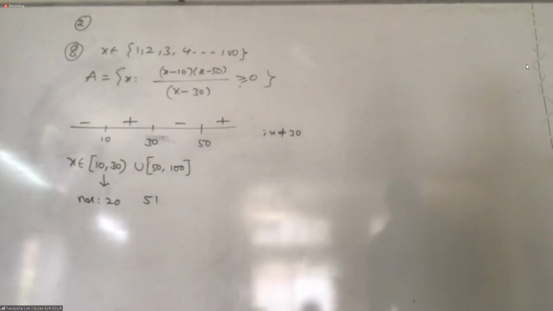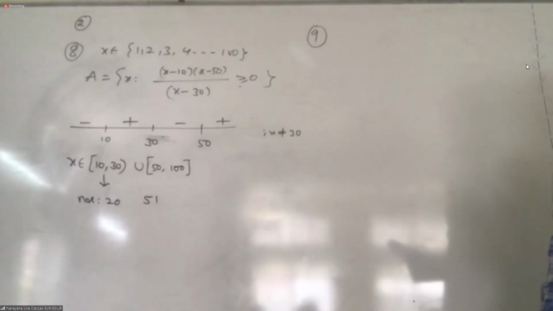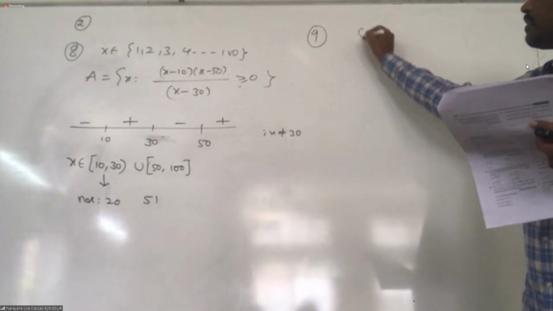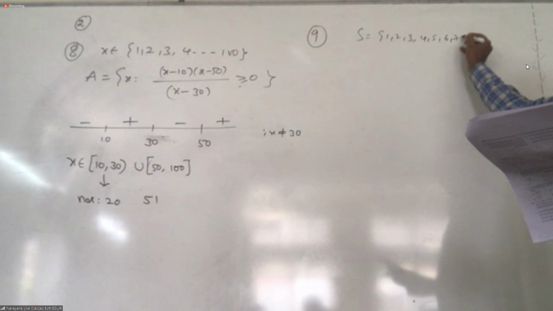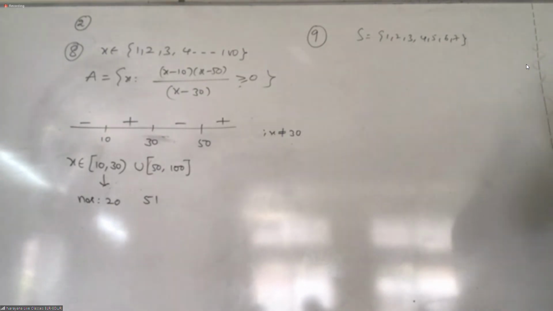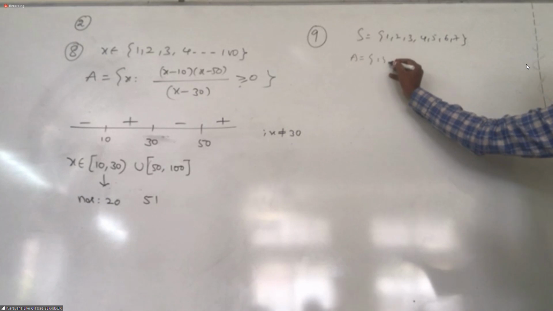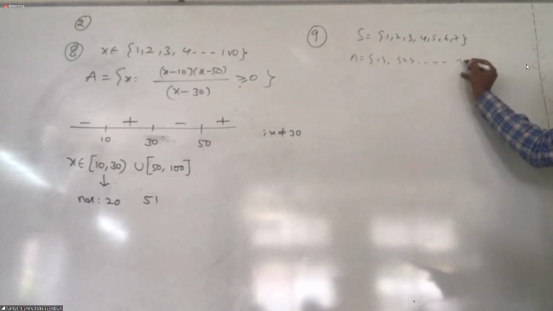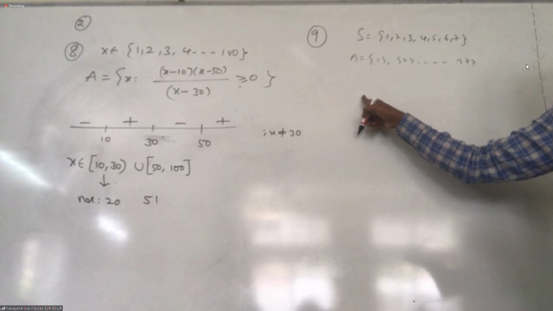Ninth question. Observe this once. A set S contains 7 elements. Let us take that it contains 7 elements, I'm taking 1, 2, 3, 4, 5, 6, 7 like this. A non-empty subset A of S. That means I can take A which contains only 1 element or 2 elements or 7 elements. Got it? Non-empty.